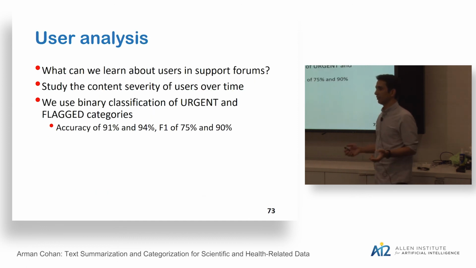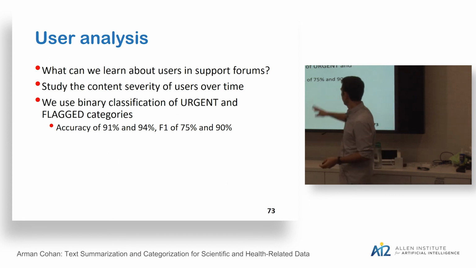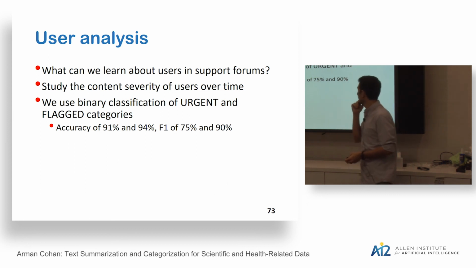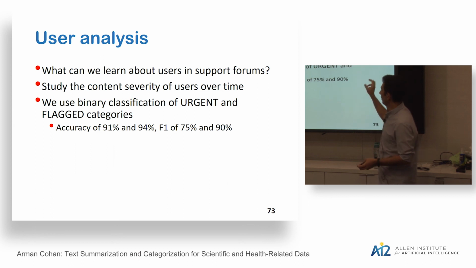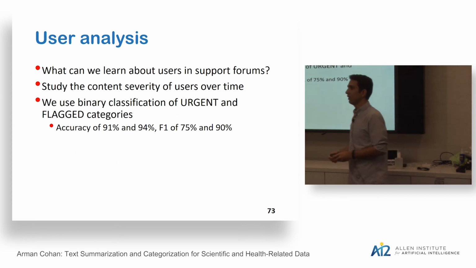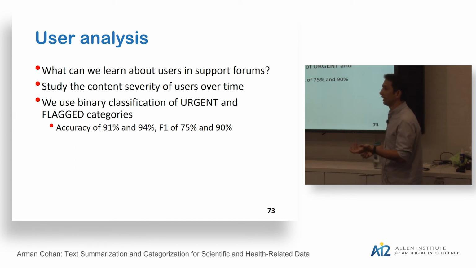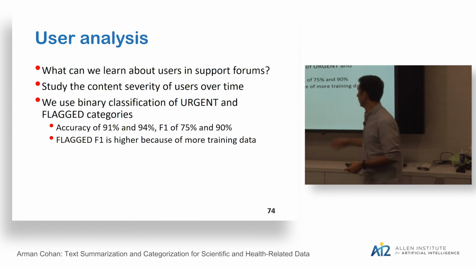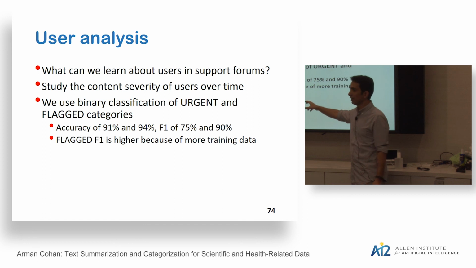So we had this classifier that was working with about a 75% F1 score and 90% over urgent and flag categories. We wanted to see if we can do something interesting with this over the entire data set to learn about these users. I should mention that for flag, the score is higher because we had more data in the flag category than urgent.